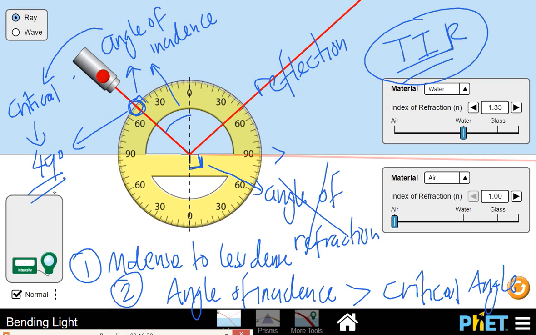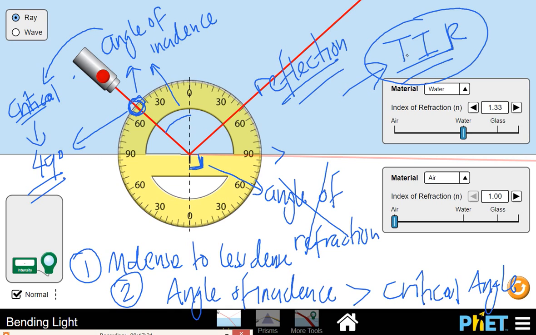The critical angle is the value for the angle of incidence at which the angle of refraction is at 90 degrees. So when you get this to 90 degrees, all you need to do is look at this angle here, and this is your critical angle. There it is. And beyond this, if you keep increasing the angle, then you will get total internal reflection.